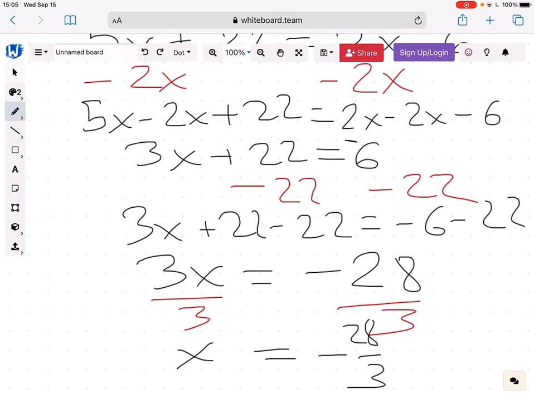And we can leave it like this. If you feel like you want to do something about it, you will see that this is minus 9 and 1/3. Okay?